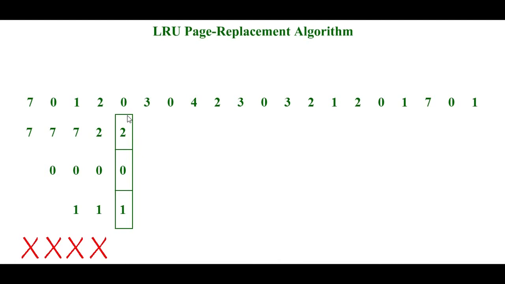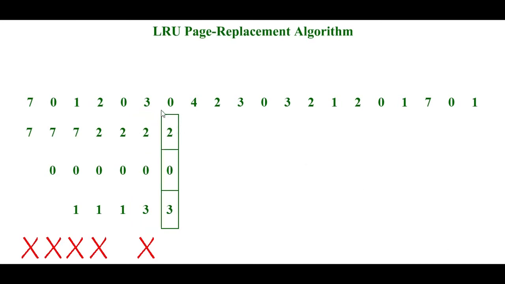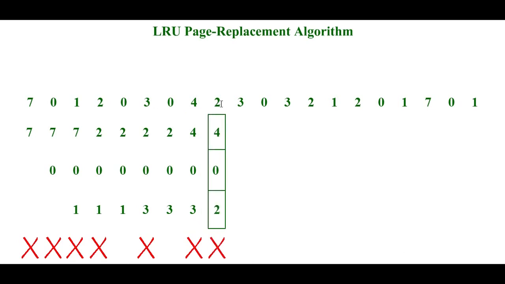And next comes 0. This is already there in the frame, so we will not replace anyone, then it will be a hit. Next is 3, and 3 will replace this 1 as it is least recently used. Next is again 0, it's already there, so it will be a hit. And next is 4, so it will replace this 2 as it is least recently used. And it's a miss as it replaces a page. The next is 2, and it will replace 3 as it is least recently used.